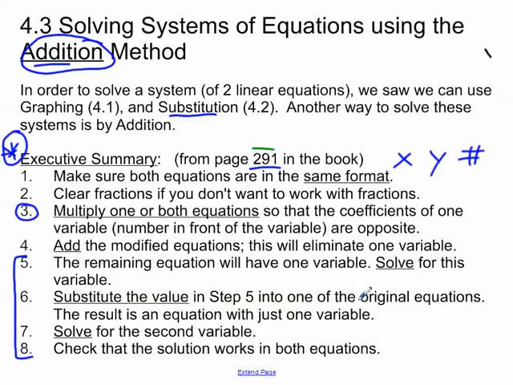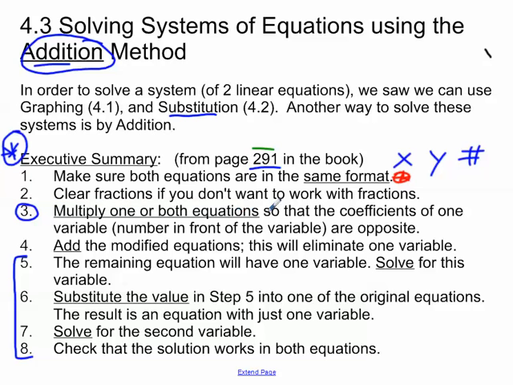So let's go through, here's our executive summary, I guess. Number one is make sure both equations are in the same format. That's going to be really important. Number two is clear fractions. If you don't want to work with those fractions, sometimes it's required for step number 3.